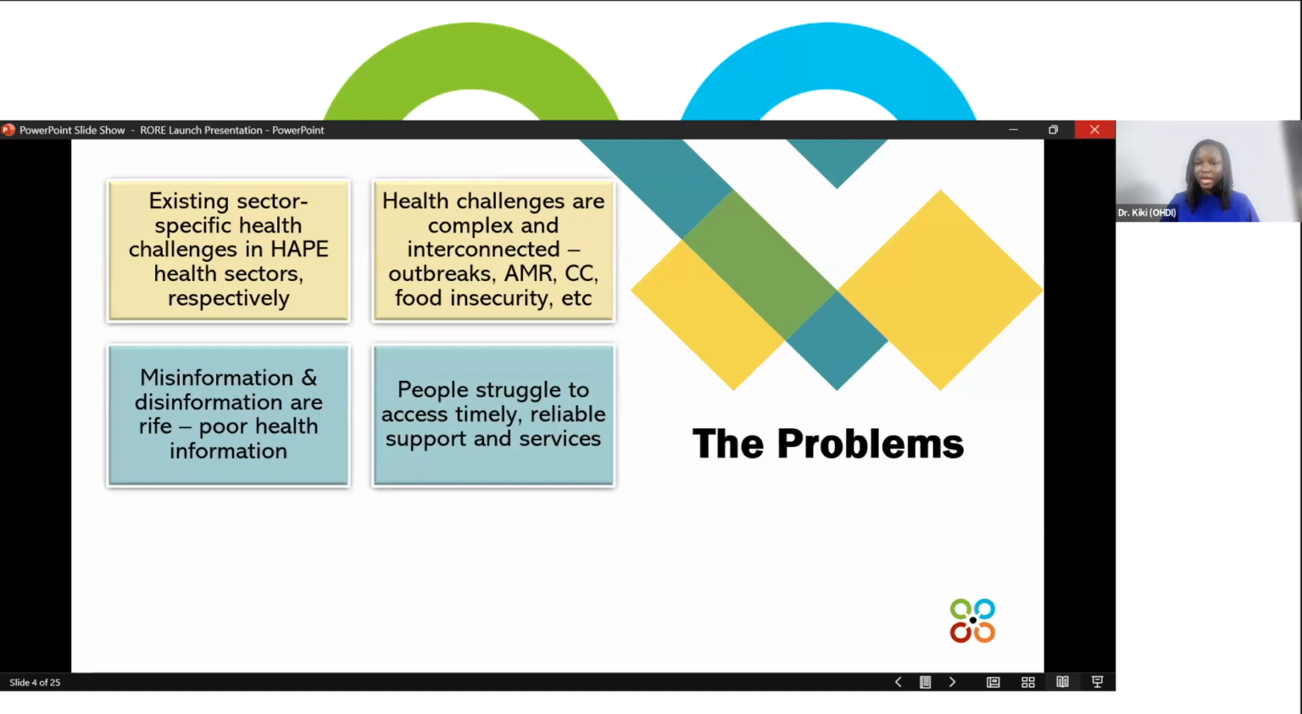People, for many reasons, and these are reasons that are very peculiar to LMICs and sometimes even in high-income countries, we find that access to services is a big issue. Access to not just any kind of service, because you can find service anywhere, maybe, but what about quality service? What about timely service? What about reliable service?